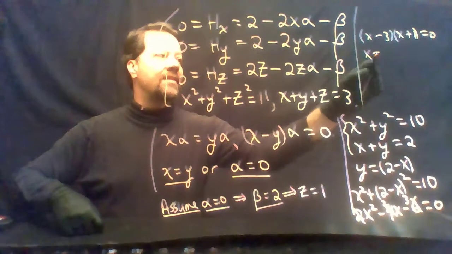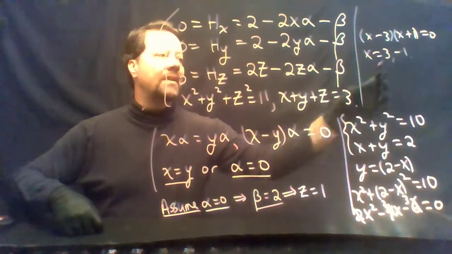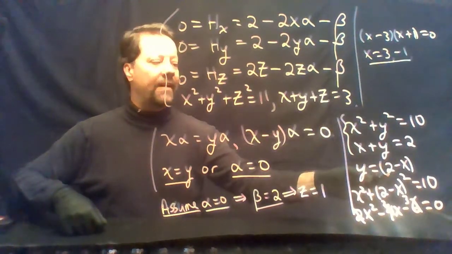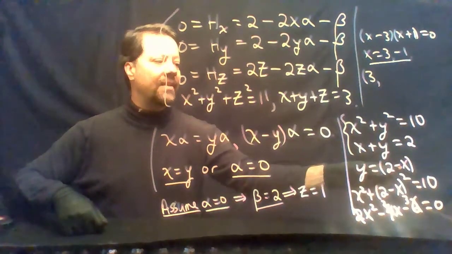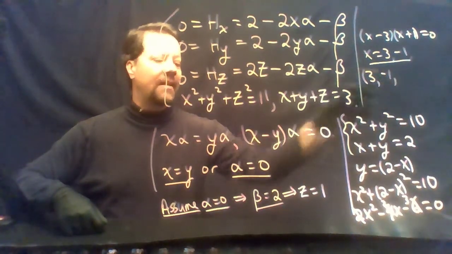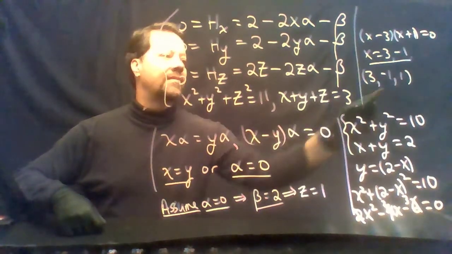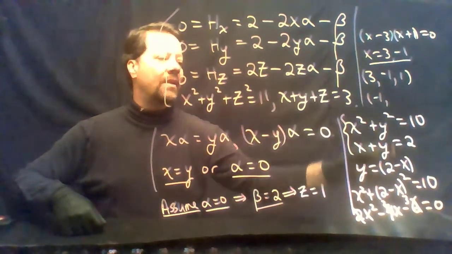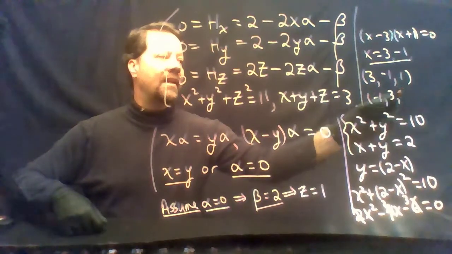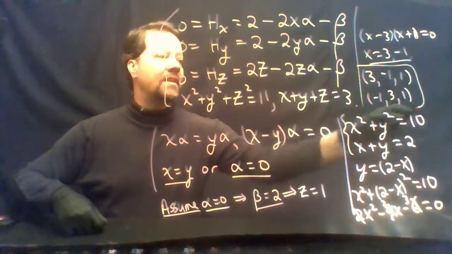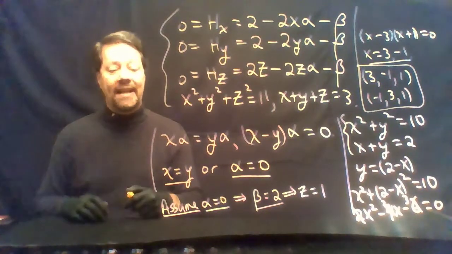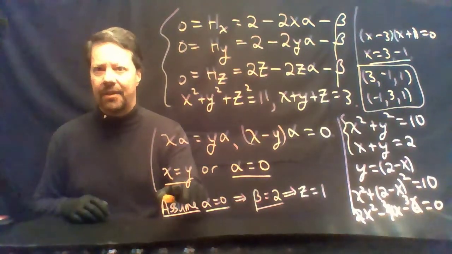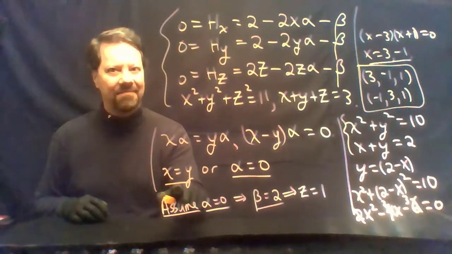So x is either 3 or minus 1. We can find the corresponding y from that. If x is 3, then y is minus 1, and z is still 1. If x is minus 1, then y is 3, and z is still 1. This gives us 2 critical points. We now need to pursue the other option, x equals y.